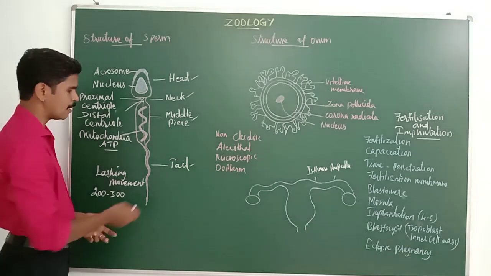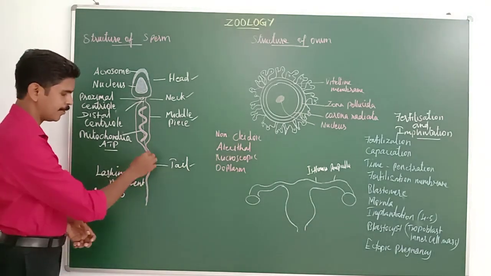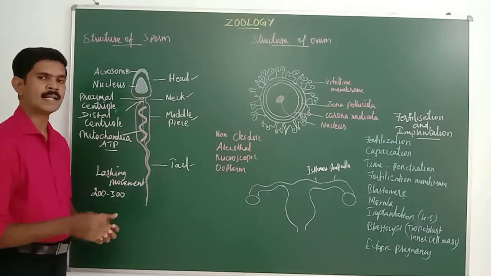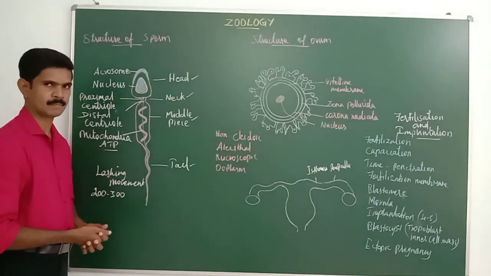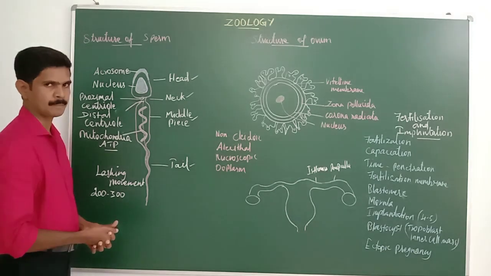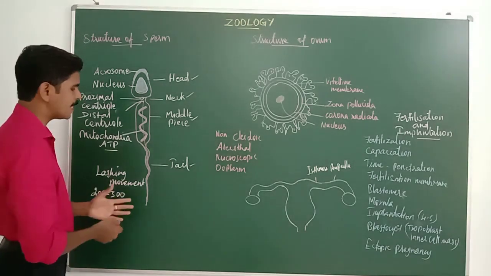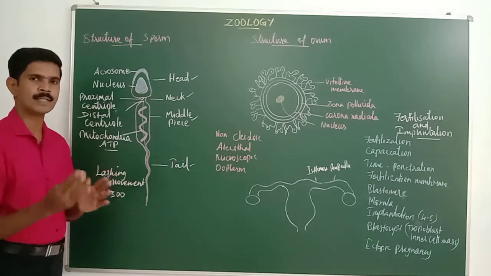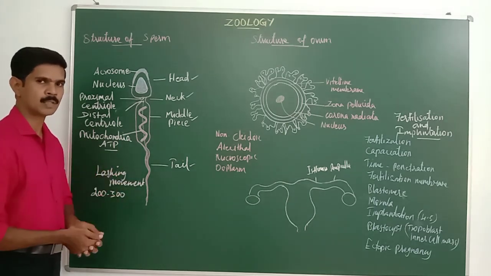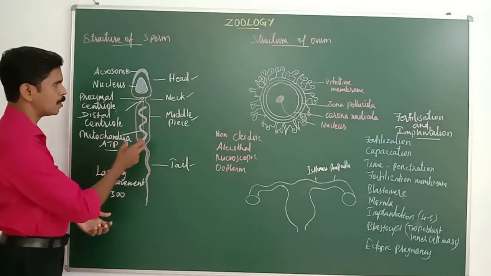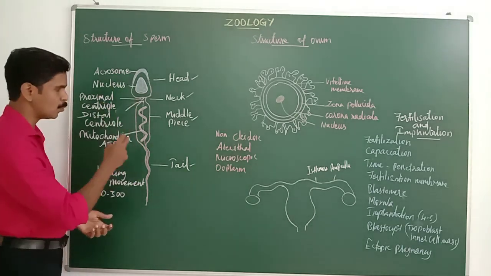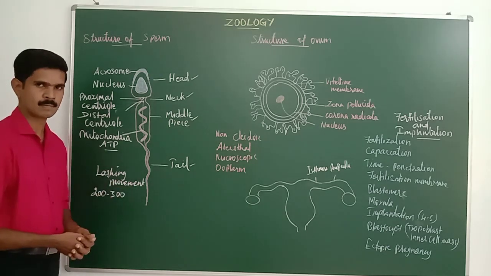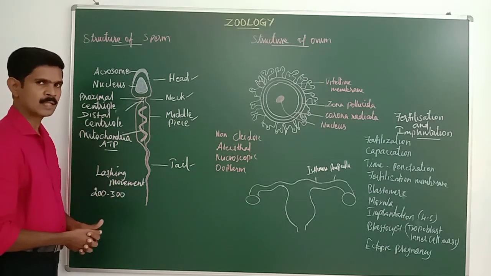Okay, then the last part is the tail region. Tail is a very large, the longest part of the sperm. Okay, and it's a cylindrical shaped structure. Understand? Then the lashing movement: the tail is moving in all directions. Tail can move in any direction. So the lashing movement of the tail will push the sperm in the forward direction. So for the movement of the sperm, the lashing movement of the tail is very, very important. Understand, my dear students?